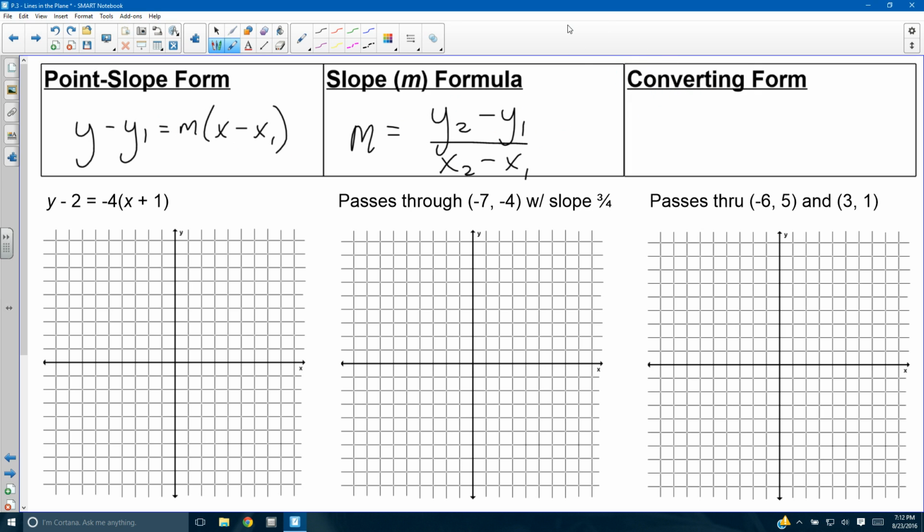And converting form is getting from point-slope form to slope-intercept form in case you ever want to. But in converting form, let's just talk about it because we're here now. Converting form, distribute slope into x's. Basically, if you're talking about slope-intercept form, y equals mx plus b, notice there are no parentheses. This one has parentheses. So you're going to distribute the slope into x's. You're going to move over everything. You're going to solve for y.